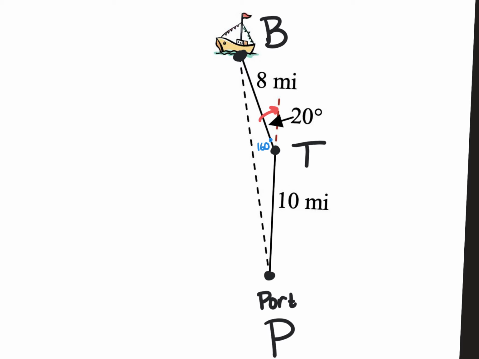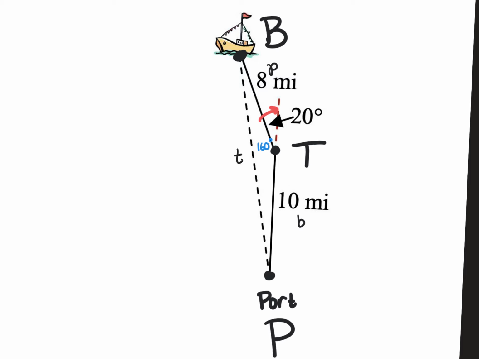Well, now I've got a triangle where I know two of the sides and the angle in between. Because I don't know an angle and a side that are across from each other, I can't use law of sines. This is going to have to be one where I use law of cosines. I'll go ahead and label our sides. So 8 miles will be side P. This is side T. That's our distance that we want to find. And then 10 miles is going to be side B.